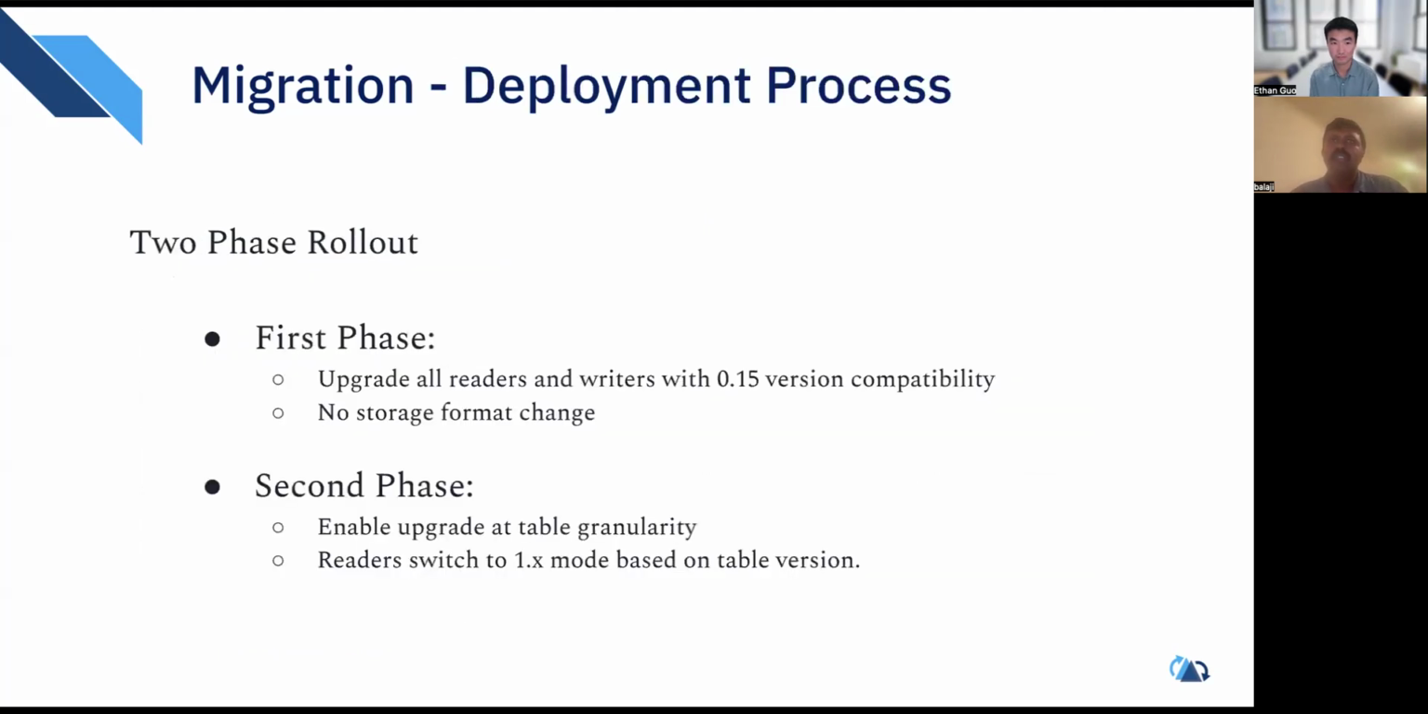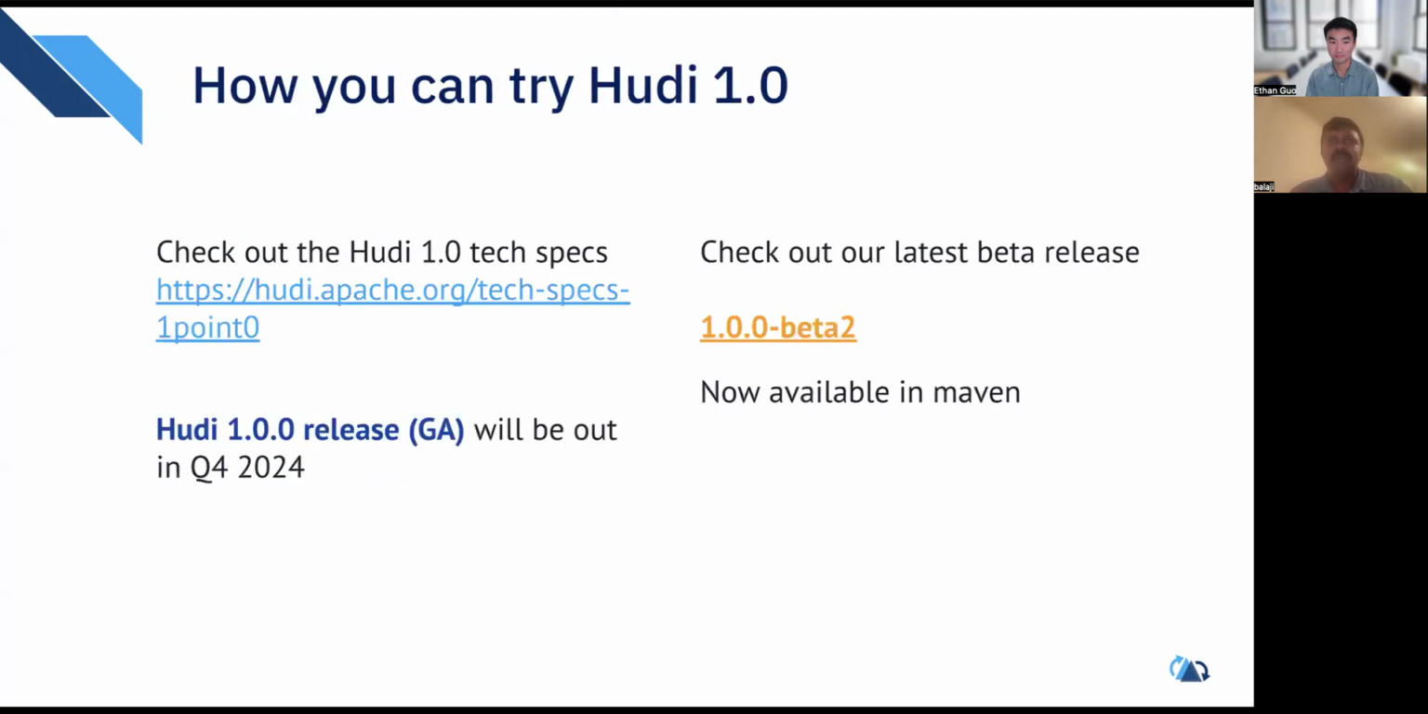So generally, with that, you can think of upgrading your lakehouse in two different phases. In the first phase, we deploy the library and services to the entire lakehouse stack, but make sure that the writer is preserving the 0.15 storage format. In the second phase, we can enable the 1.0 storage format at table-level granularity to force the table upgrade at our own cadence.